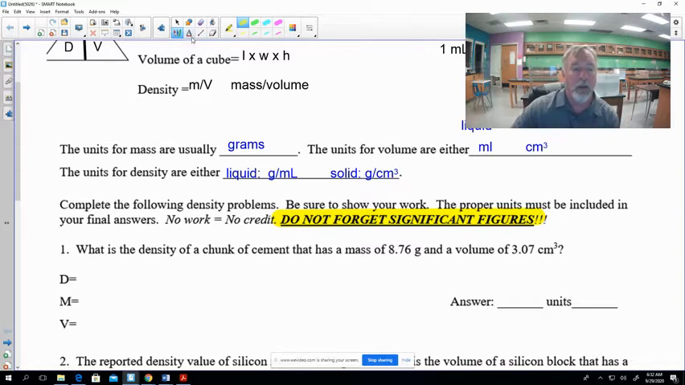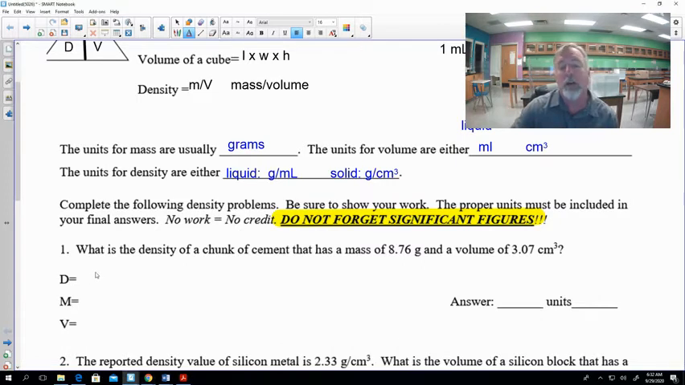Okay. So what is the density of a chunk of cement that has a mass of 8.76 grams and a volume of 3.07 cubic centimeters? Now, I find it easier, and I'll ask you to try it, when you're doing density problems, list your variables on the left-hand side of your answer space. Just list those variables, because it makes it easier to keep track of what you're doing. At the top here, it's kind of buried in the word problem. I don't want you to get confused or distracted by that.